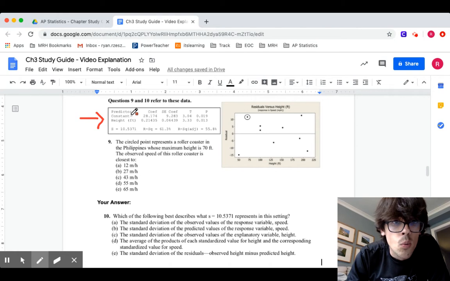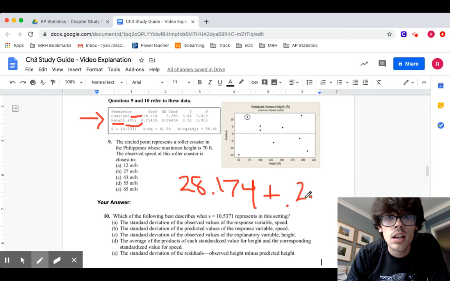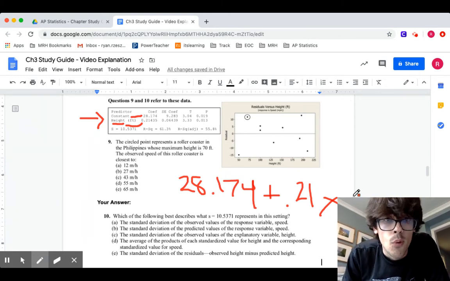Constant is the y-intercept in your equation. So that guy right there is your y-intercept. And this is my x variable, height. So the number next to the x variable is your slope. So what this is saying is that your equation goes 28.174 plus 0.214 blah, blah, blah, x. And when you write that out, you would naturally define x if this was a free response question. But this is your basic linear formula.